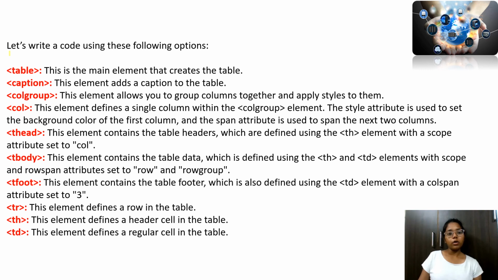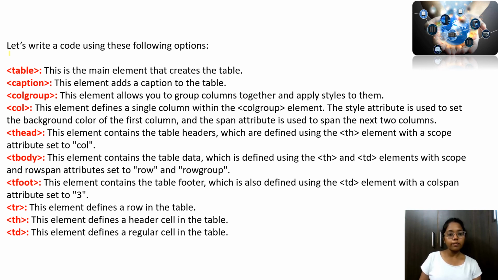Now let's write a code using these following options. We can see the following tags here. Using all these options, we will be writing a code which would generate HTML table. So here, this is the first tag name, table. This is the main element that creates a table. This is the tag which is useful to create the table. Next, the caption tag is used to add caption to the table.